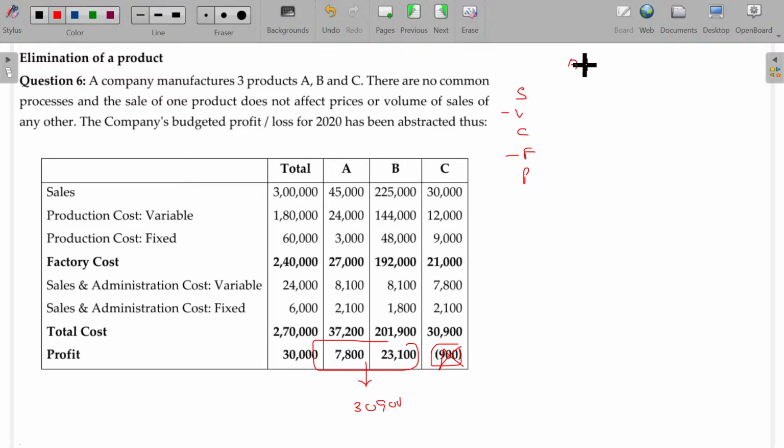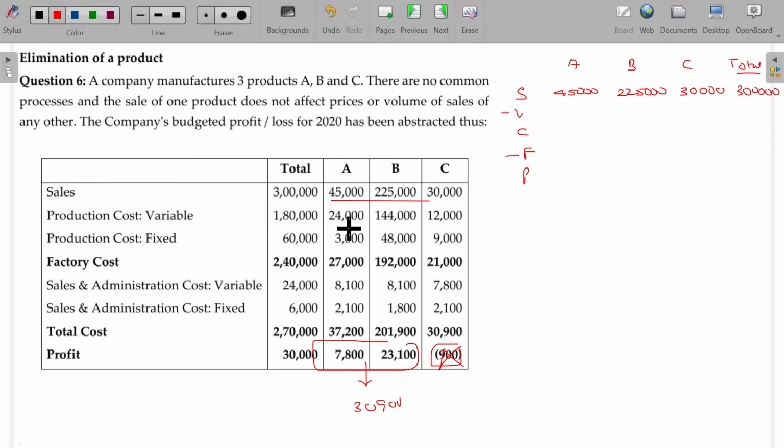For products A, B, C, you can even use a column for the total. Sales being 45,000, 2,25,000, and 30,000. Overall sales being 3 lakhs.